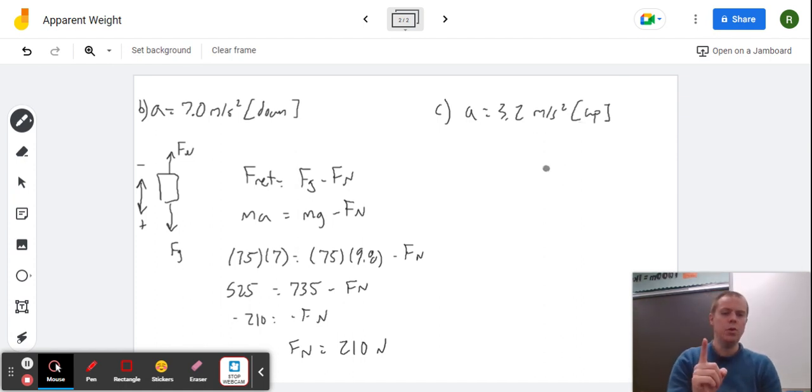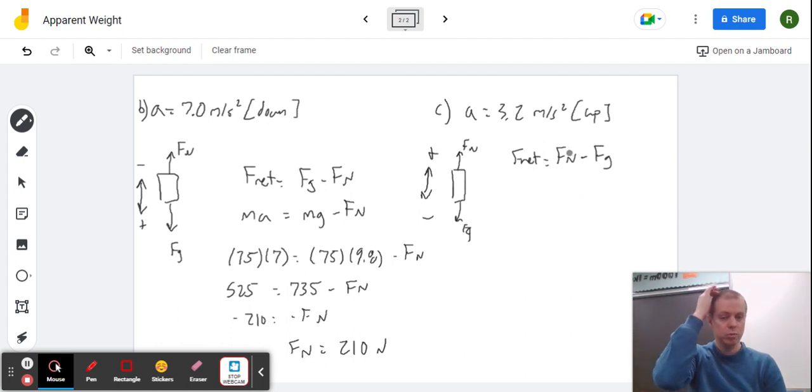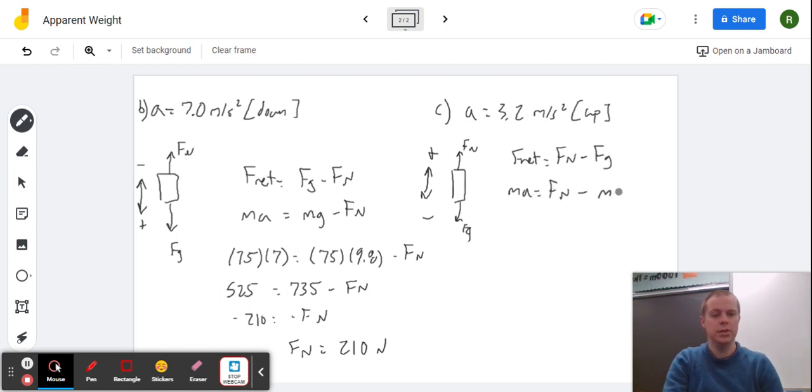In this situation, the elevator is accelerating upwards, so I'll assign up as positive and down as negative. The net force is this time the normal force minus the force of gravity, because we're accelerating upwards, meaning the normal force is going to be a larger number than the force of gravity. So we get ma equals Fn minus mg.